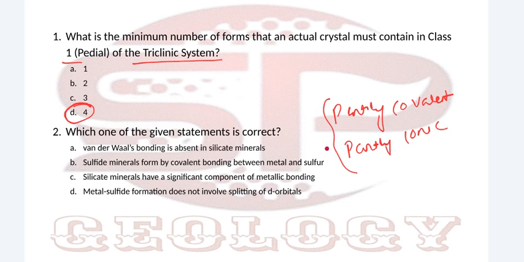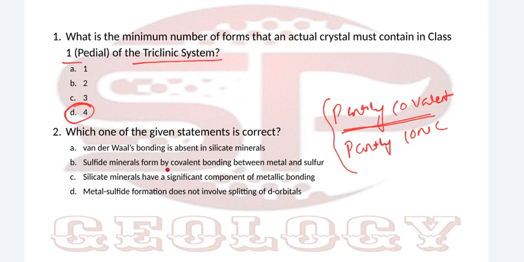So van der Waals bonding, it is absent in silicate structure. You will only find covalent and ionic bonds. So silicate bonds are partly covalent, partly ionic.